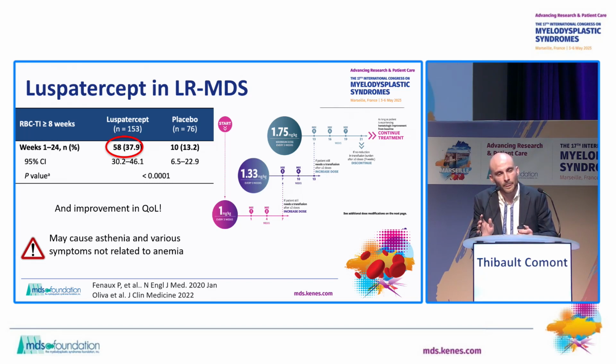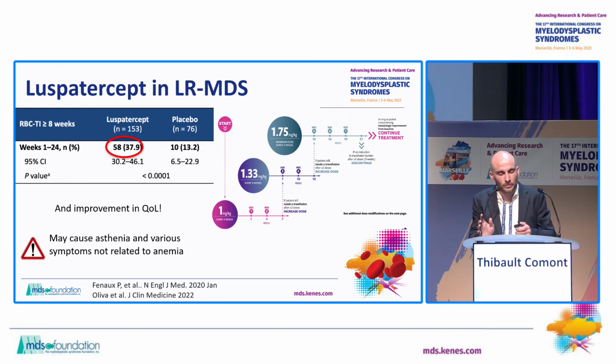In MEDALIST, luspatercept also showed an improvement in quality of life in these patients. But we saw some side effects, especially asthenia, various pains or tachycardia that are not related to anemia. It's important to know that, because patients present with these symptoms, and sometimes these symptoms are stronger than they had before we started the treatment.